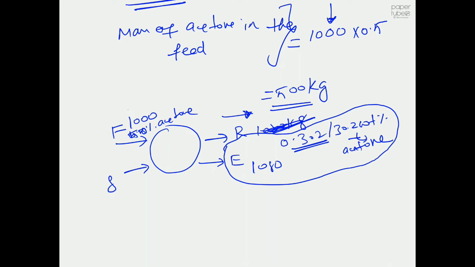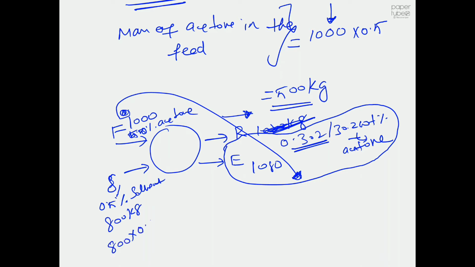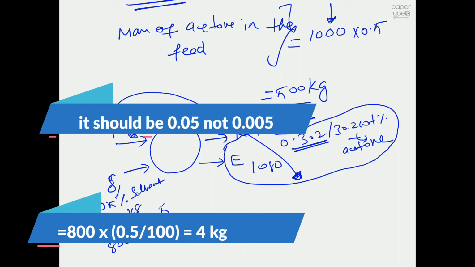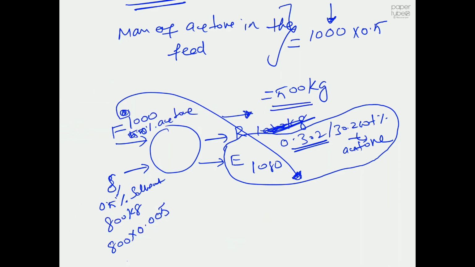So what I asked is, what's the fraction of acetone extracted? So how much acetone do we extract from the feed side to the extract side? That's the question. We also don't forget, if you go back to your question, the solvent also contains 0.5% acetone. Your solvent is 800 kilograms, so how much acetone is that? 800 multiplied by 0.0005 should be equal to 4 kilograms. So 4 kilograms of acetone.